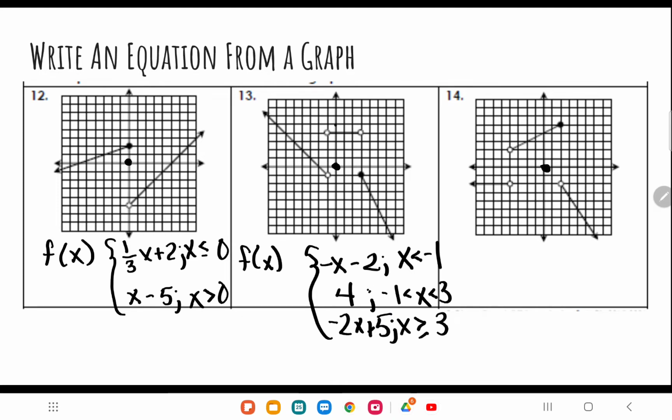I'm just going to put these dots a little clearer on my semicolons, and you'll notice again that the semicolons indicate the end of the function rule and the start of the domain restriction for that part of the rule.